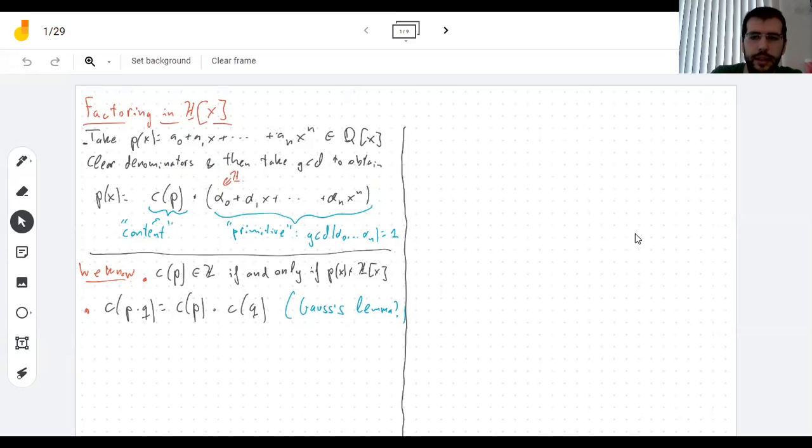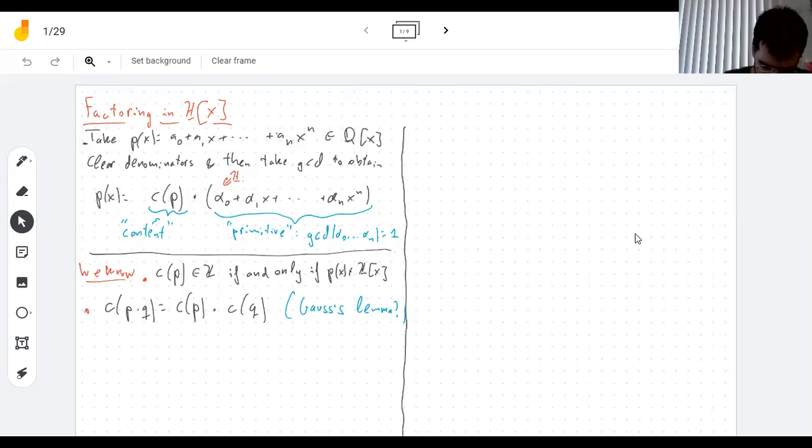And they are mutually prime. There's no factor common to all of them. And that number that comes out, we call the content. And that polynomial with no common factor, we call primitive. So what we proved on Wednesday, two main things. The first observation is that the content has a denominator if and only if we start with a denominator. So if I tell you the content of a polynomial, you can know if the coefficients are whole numbers.